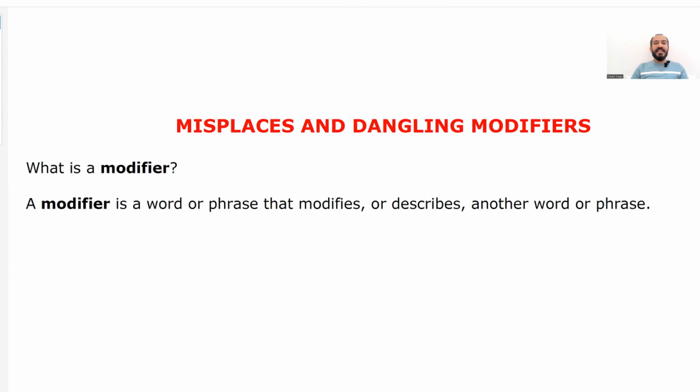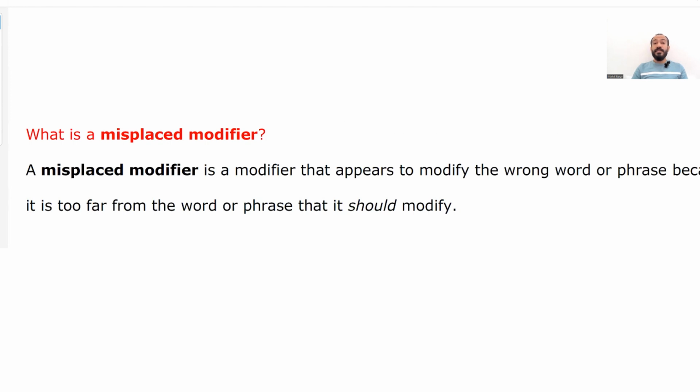First of all, what is to modify? To modify something is to describe it, to explain it, to define it, to give more information and details about it. What is a misplaced modifier then? A misplaced modifier is a word or a phrase that modifies another word or phrase, but it's located a little bit far away from the word that it is supposed to describe. So it wrongly describes something else, and of course, delivers something completely different from the original meaning of the sentence.